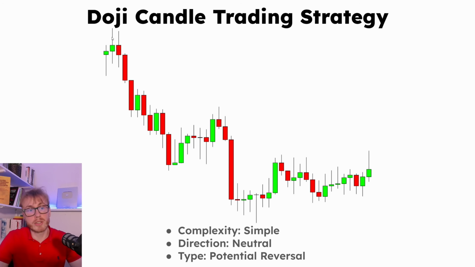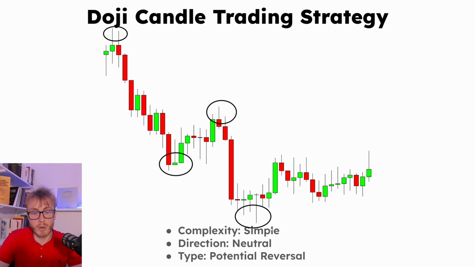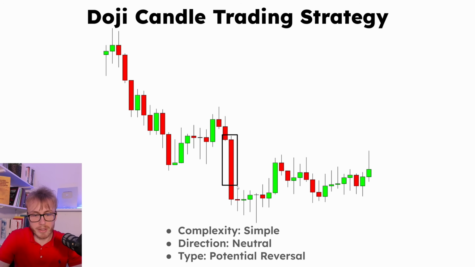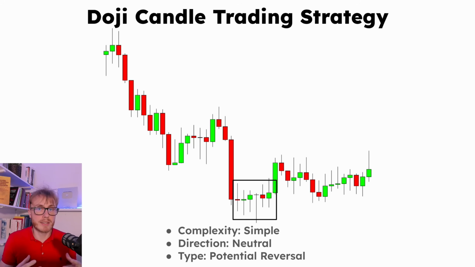On this particular chart you can see that we have a downtrend because we printed consecutive lower highs and also lower lows. And you can see that after this massive bearish momentum candle appeared, we saw multiple doji candles emerging. And remember that doji candles, at least regular doji candles, signal uncertainty.